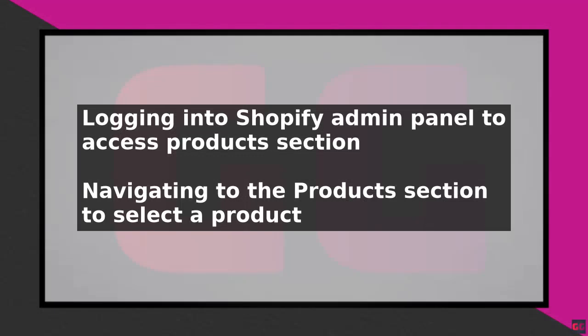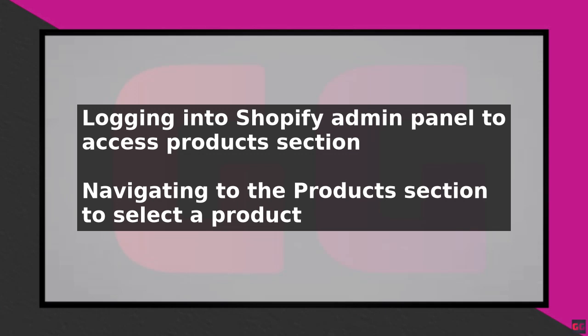Adding options to products in Shopify allows customers to customize their purchases and provides a better shopping experience. To add options to your Shopify products, start by logging into your Shopify admin panel and navigating to the Products section. Click on the product you want to add options to and then click on the Edit Product button.